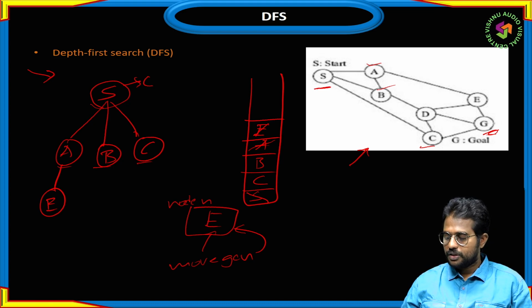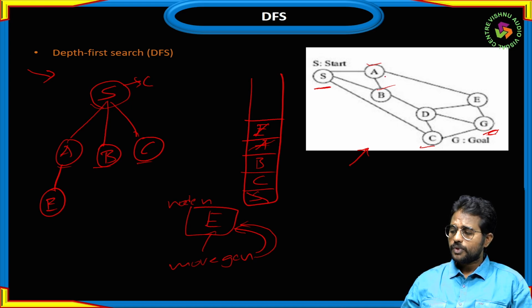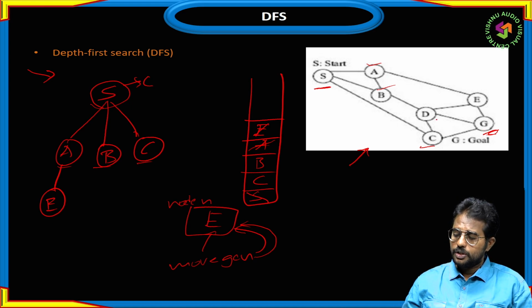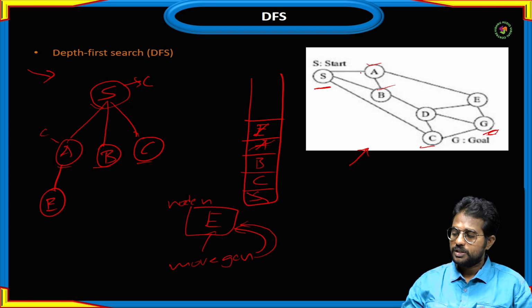So the else part will be executed. In that else part I have to apply the moveGen function on E. The successors of E are D, G, and A. Among these, A and S are both in the closed. So A is already in the closed, and D and G will be added.